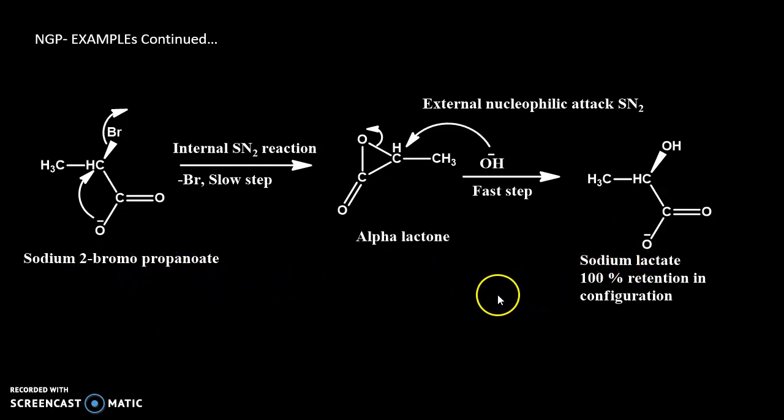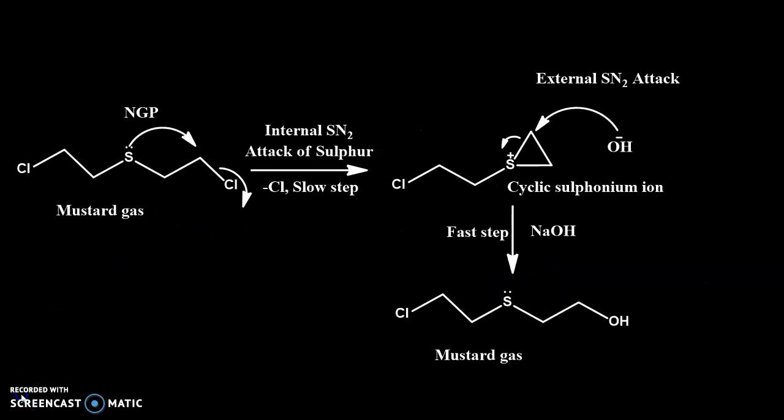Now we'll see one more example. See this example. This is the structure of mustard gas. The structure is very simple to remember: Cl, CH2, CH2, sulfur, CH2, CH2, Cl. Now here this sulfur acts as an NGP, a neighboring group. It has a lone pair of electrons. It will attack on this carbon from the backside. Chlorine goes away. As in the previous example, this is also called the internal SN2 attack of sulfur.